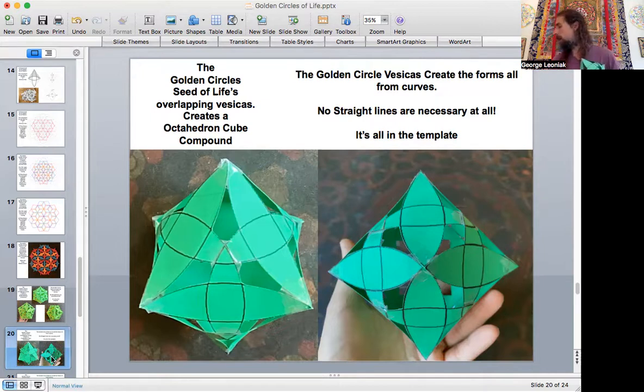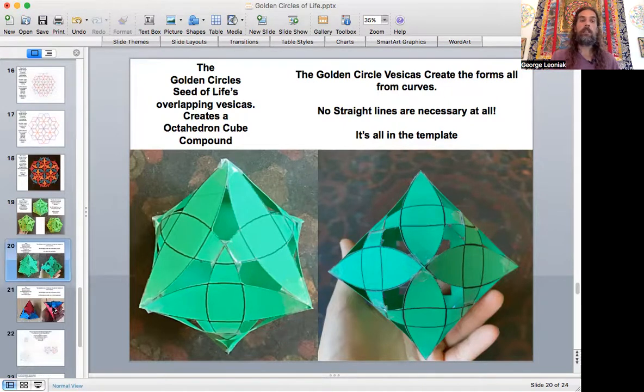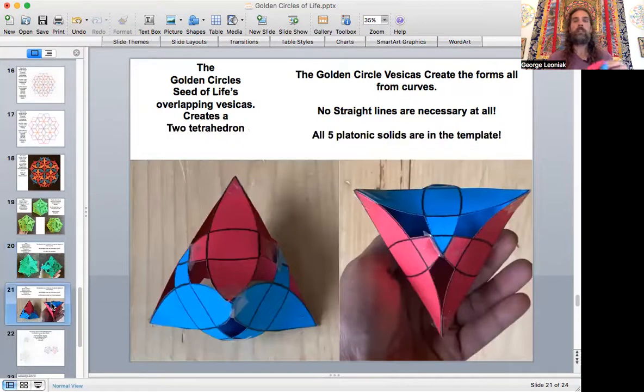So it's really, I'm getting the compounds of the cube and the octahedron, the dodecahedron and the icosahedron here. Those are the dual forms. And the dual forms are created out of this golden circle seed of life pattern. And then we already did the tetrahedron, but I was like, let's just make another tetrahedron out of this. Same idea, and now I'll have 2 tetrahedrons in this, because they're self-dual. The dual of the tetrahedron is the tetrahedron that will nest inside it.